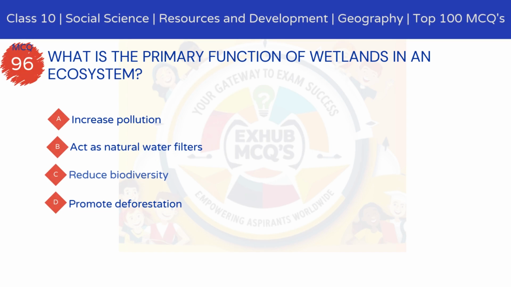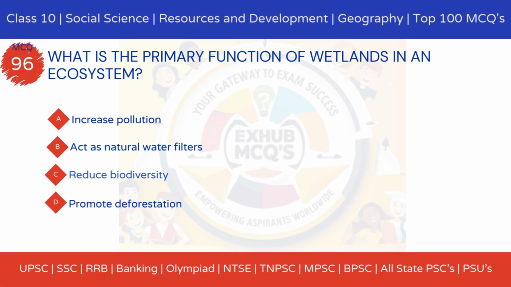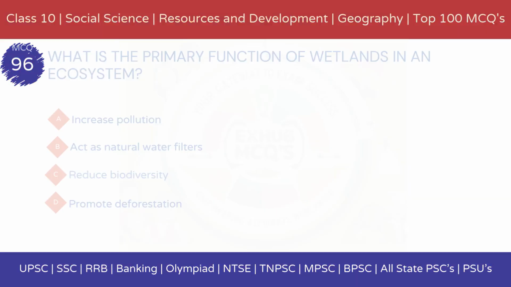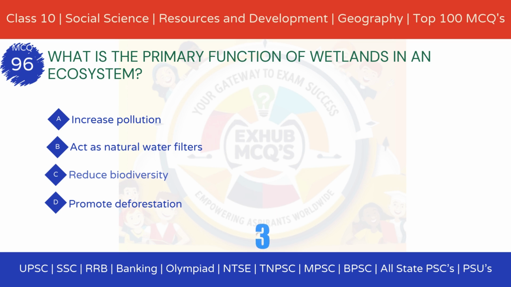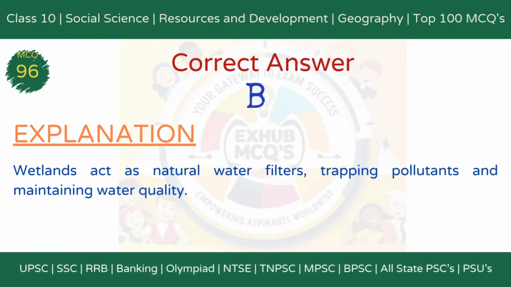MCQ 96. What is the primary function of wetlands in an ecosystem? Option A, increase pollution. Option B, act as natural water filters. Option C, reduce biodiversity. Option D, promote deforestation. The correct answer is option B, act as natural water filters. Explanation. Wetlands act as natural water filters, trapping pollutants and maintaining water quality.